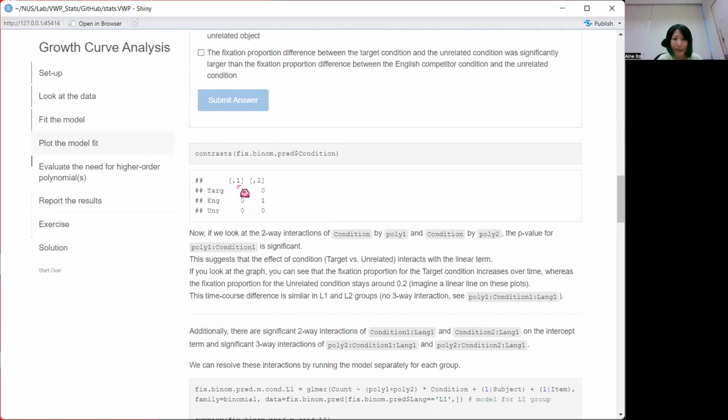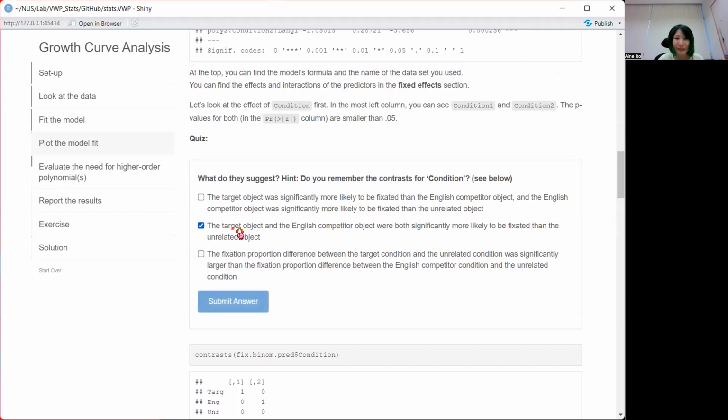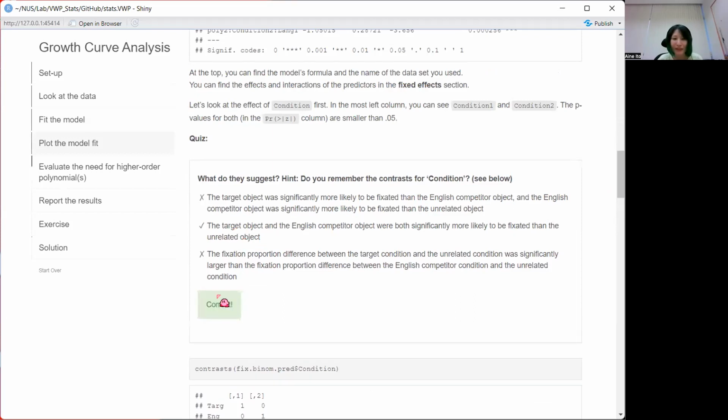So comparing target versus unrelated condition, and the second one is comparing the English competitor versus unrelated condition, right? So this one that most of you chose was the correct answer, right? Okay, so that was the small quiz there.